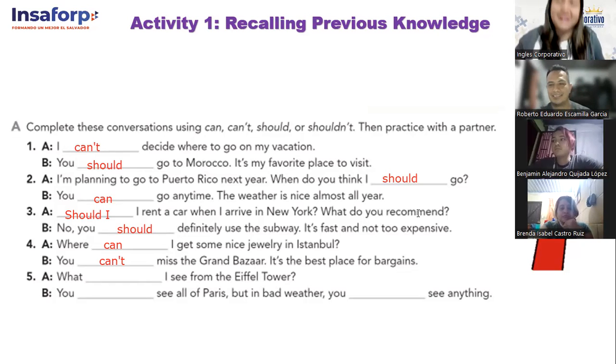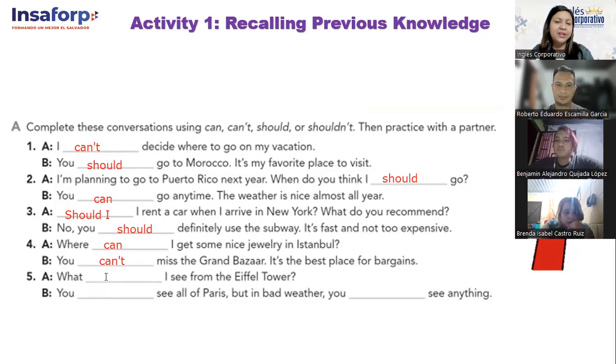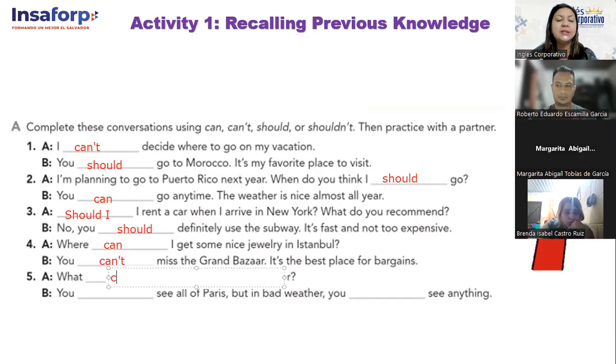Okay. Very good. Now, number five. What can I see from the Eiffel Tower? Exactly. What can I see from the Eiffel Tower?